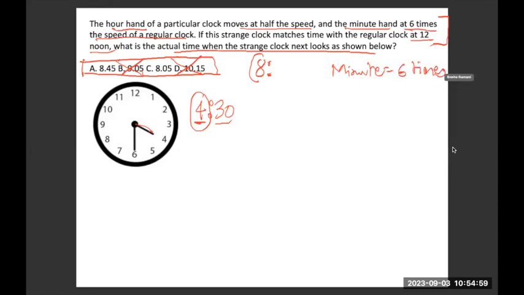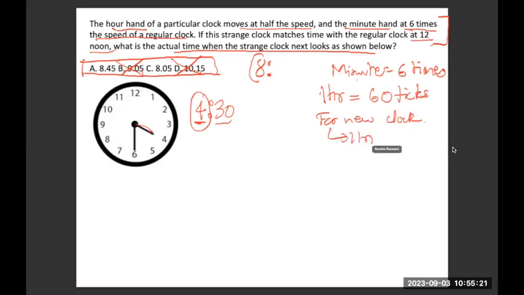Minute hand moves 6 times, which means if in 1 hour, in the actual time, 1 hour has 60 ticks of minute hand. In the new condition, for the new clock, this will change to 1 hour having 60 into 6 ticks, which is 360 ticks.